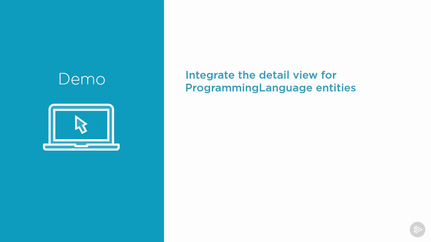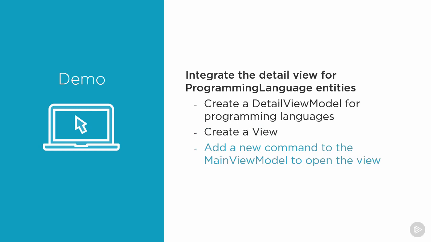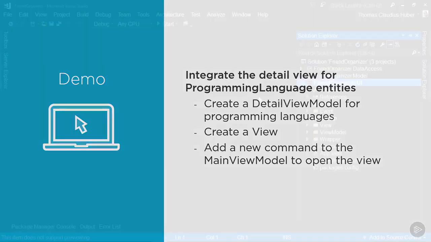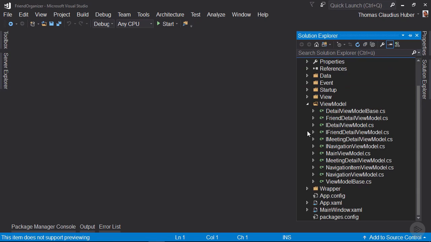While setting up this skeleton, you will learn how to create a detail view model for programming languages, how to create a view, and also how to add a new command to the main view model to open up that view. So you see we have some work. Let's switch to Visual Studio. In the ViewModel folder of the FriendOrganizer UI project, we have defined our view model classes.